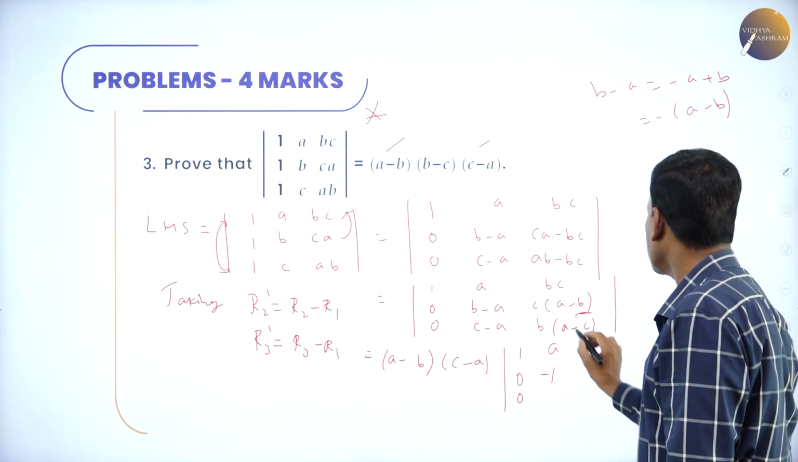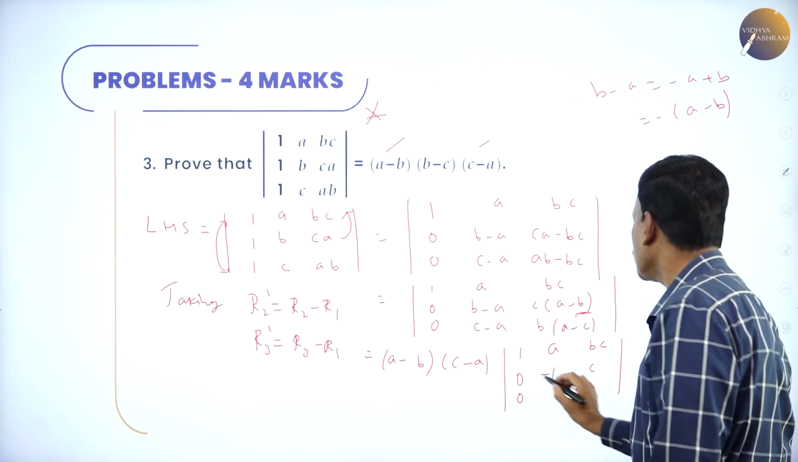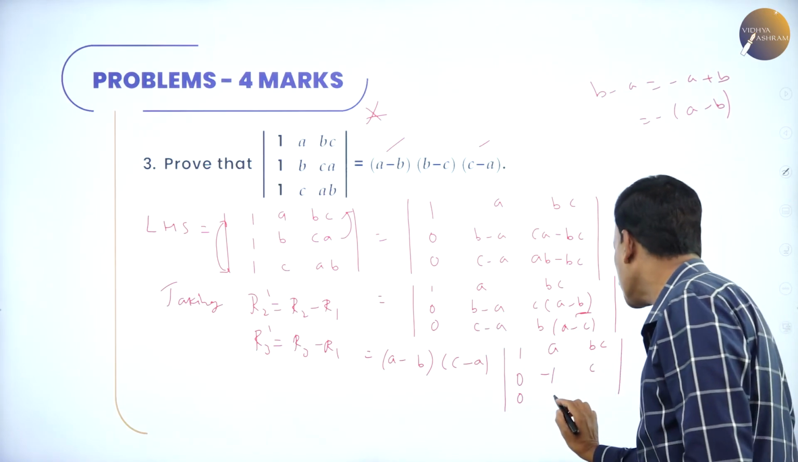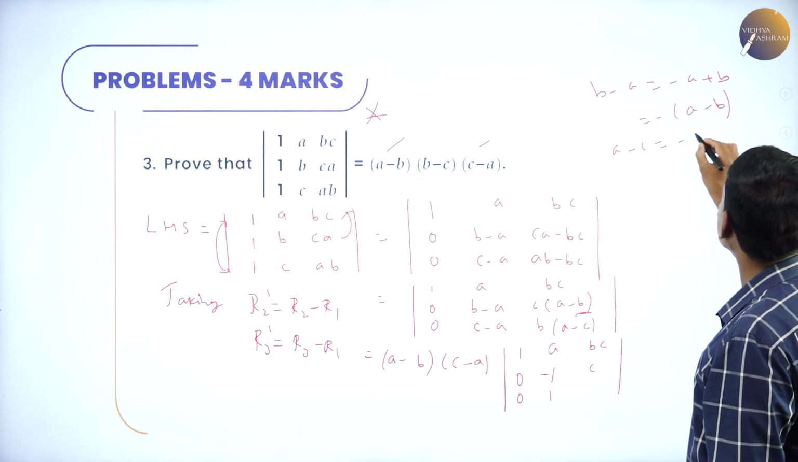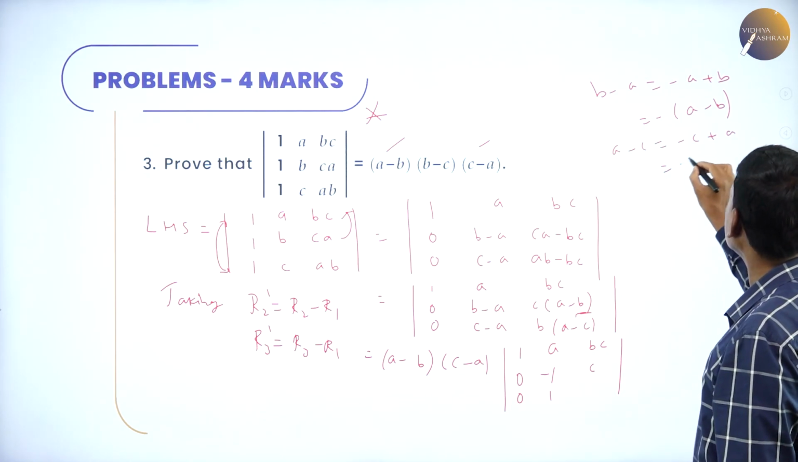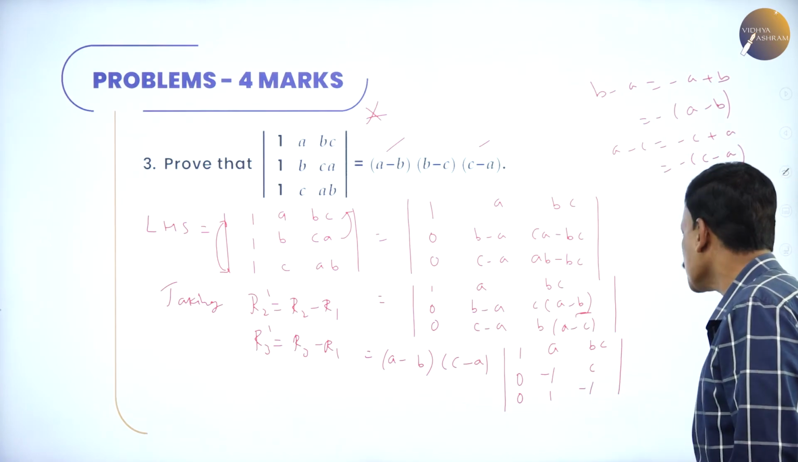And this A minus B is gone. So here BC as it is. This is C. Again, in the last column, we are removing C minus A. This becomes 1. A minus C can also be written as minus C plus A, or I can remove minus out, then this becomes C minus A. So this becomes minus 1.